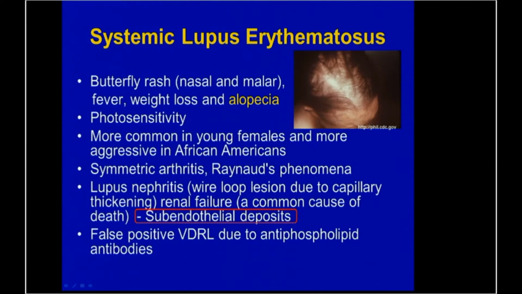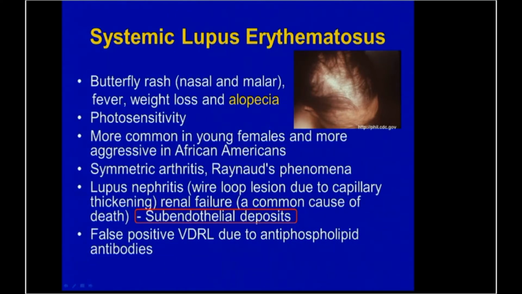Symmetric arthritis, but the arthritis in systemic lupus is not deforming. It's going to be some sort of pain, maybe some swelling, but not deformity. Raynaud's phenomenon is common. Lupus nephritis has a lot of types, and the wire loop lesion is due to capillary thickening. Renal failure is a common cause of death. And remember, subendothelial deposits is something they usually ask about when we come to the renal problems with lupus. I'm going to tell you about it.